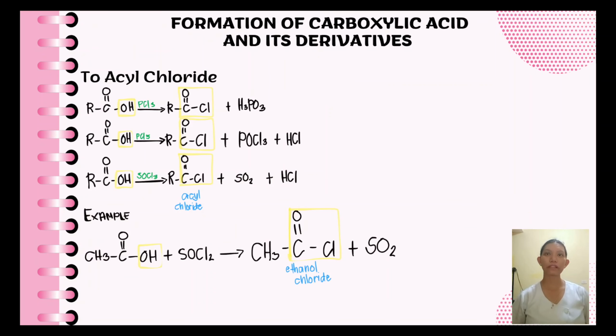So now we are going to look at the formation of carboxylic acid derivatives, starting with acyl chloride. This carboxylic acid reacts with these three reagents. It will form the same product, the acyl chloride, but different side products. So this is the example. Ethanoic acid reacts with one of the reagents and it will form ethanoyl chloride.